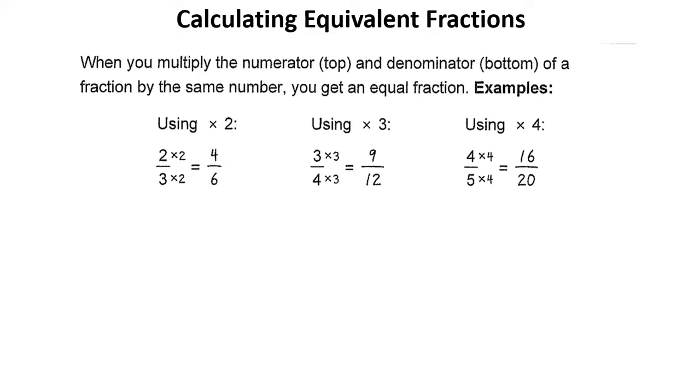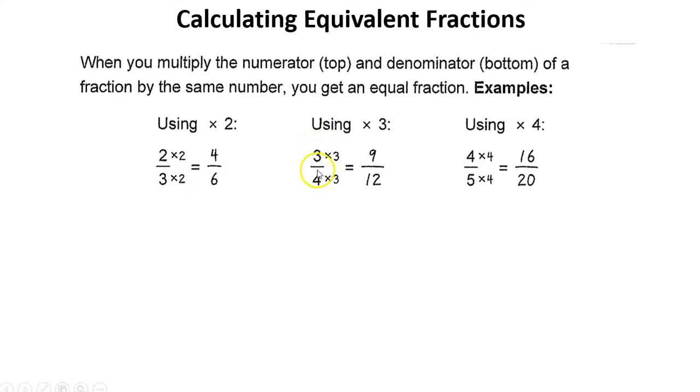So if we're calculating equivalent fractions, this is a bit of a recap from our last lesson. When you multiply the numerator, the top, and the denominator of a fraction by the same number, you get an equal fraction or an equivalent fraction. Really important that we multiply the numerator and denominator by the same number. I've got 2/3. If I multiply my numerator by 2 and my denominator by 2, I end up with 4/6. Okay? So 2/3 and 4/6, they're equivalent.